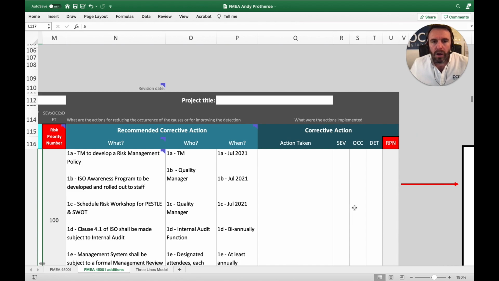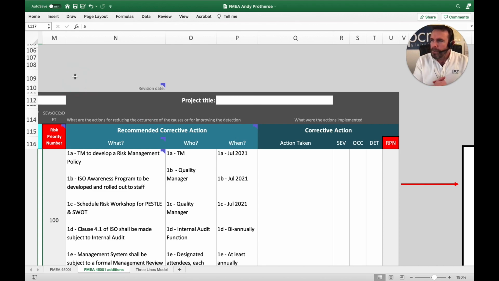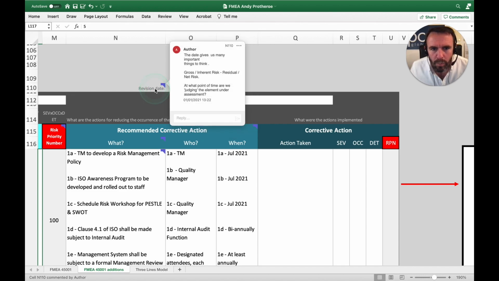Okay. I've also put a note on revision date. This is a real interesting one for me. And when the penny drops on what we're going to talk about here now, it's a real good time, a real development on your personal risk management journey. Most of you are probably there. Some of you aren't yet. I don't know. But let's have a look. What do I mean by revision date, and why is that important? We are doing that analysis on that day. The date gives us many important things to think about.